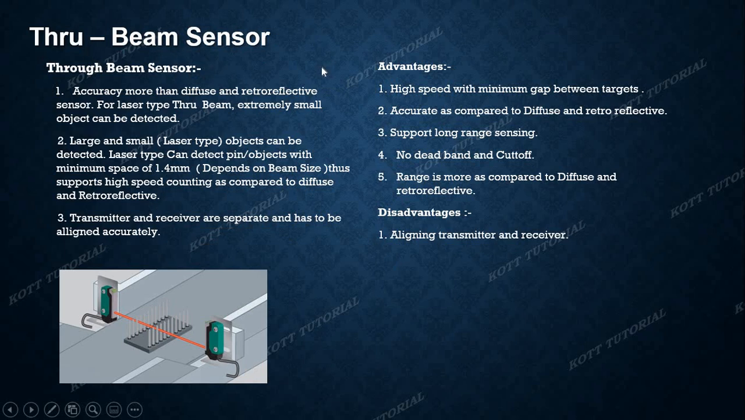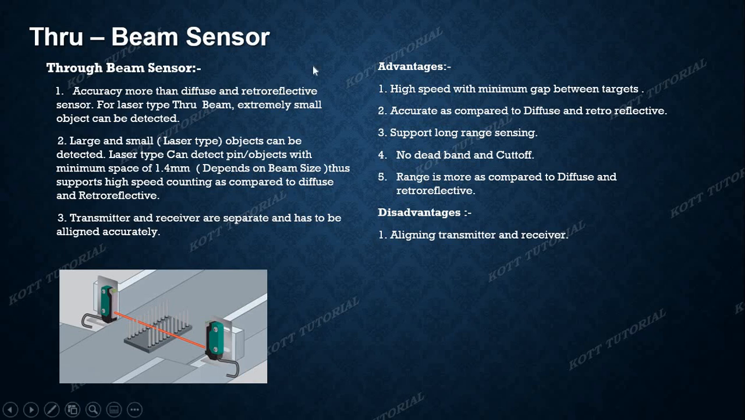Through beam sensor. See, the through beam sensors are more accurate than the diffuse type and the retroreflective sensor. In short, among these different modes, through beam is the most accurate, but it has some other drawbacks also, which we will learn. For laser type through beam, it can detect extremely small objects like a needle also, at a very large distance, say 2 meters, 3 meters, then also it can detect.